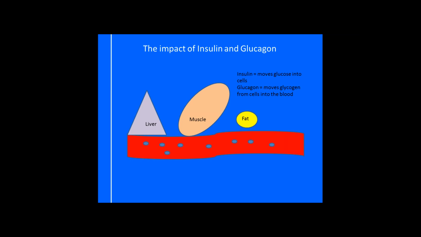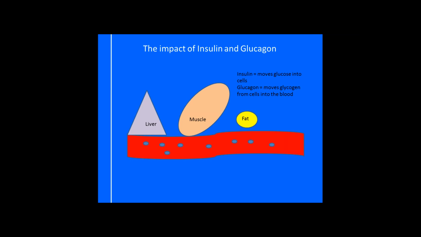The problem that diabetics have is that either their insulin doesn't work properly, or they don't make enough of it, or none at all, which means that they end up having to have synthetic insulin injected, which is a different way of them being able to get the same result.